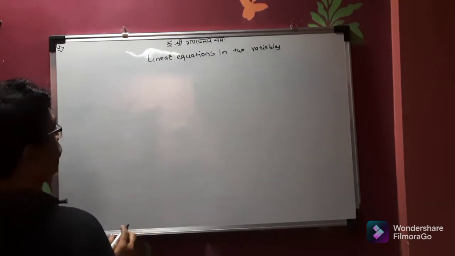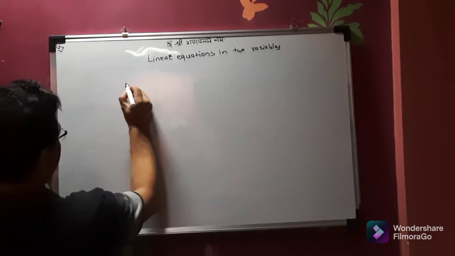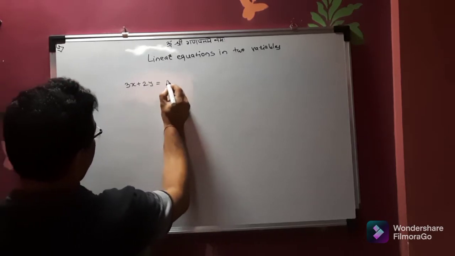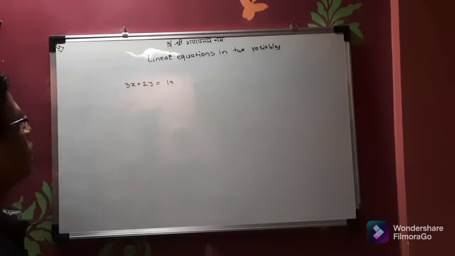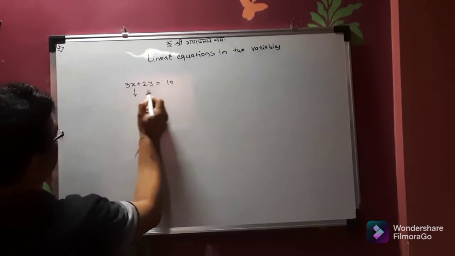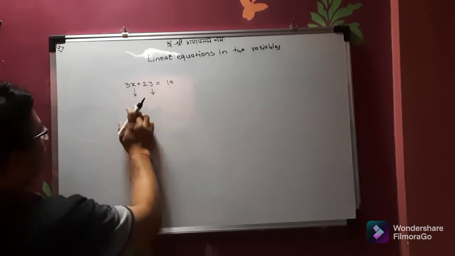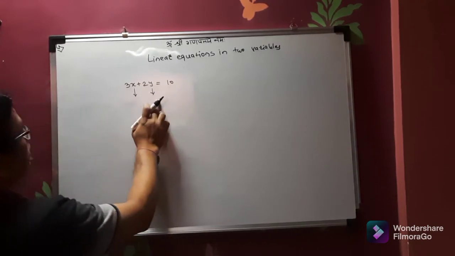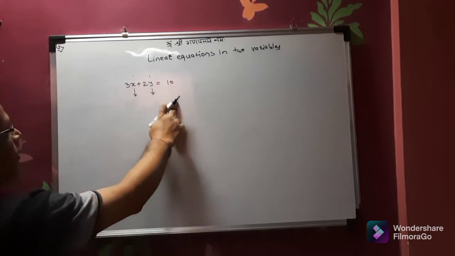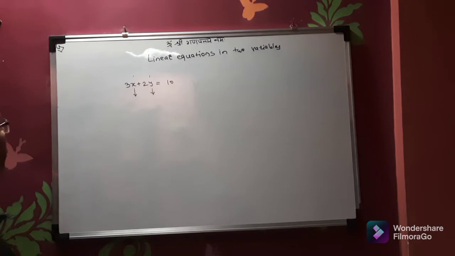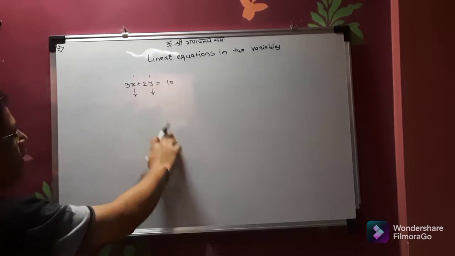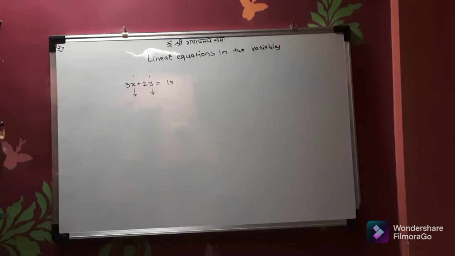What do you mean by linear equation in two variables? Means if this is the equation 3x plus 2y is equal to, say, 10, this is a linear equation in two variables. There are two variables, that is x and y, and these two variables have degree 1. So it is called a linear equation in two variables. If the degree of these variables is more than 1, then it will not be a linear equation.